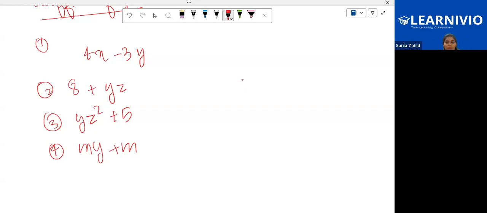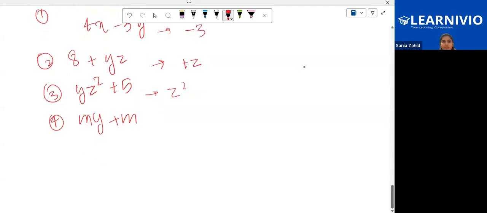Okay, what are the answers? The first one is -3. The second one is plus z. And then the third one is z square. Correct. And the fourth one is m. Yes, m. Understood? Do you understand the concept of terms, factors, and coefficients now? Yes, ma'am. Okay, now you should know the meaning of like and unlike terms.